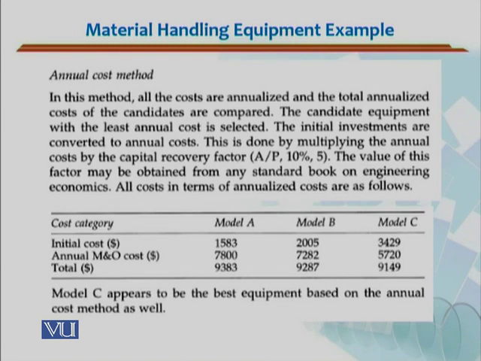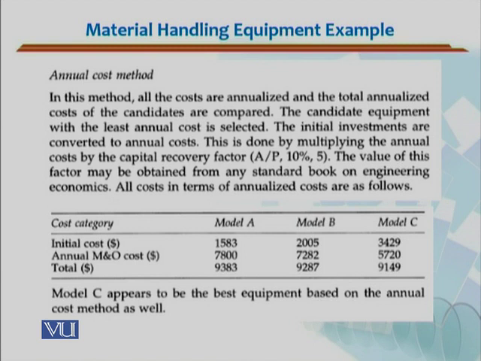Then we have the annual cost method as well. In this method, all the costs are annualized and the total annualized cost of the candidates are compared. The candidate equipment with the least annual cost is selected, of course. The initial investments are converted to annual costs. So annual cost method means you have to convert the cost into annual cost. This is done by multiplying by the capital recovery factor. So A by P, so principal or the present worth, A would be your total compounded amount.